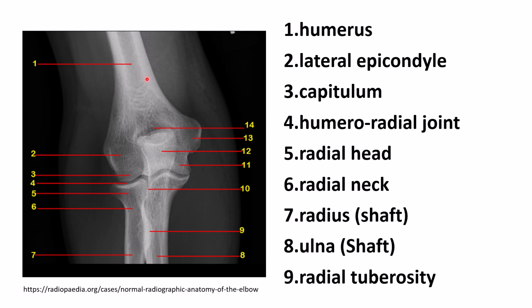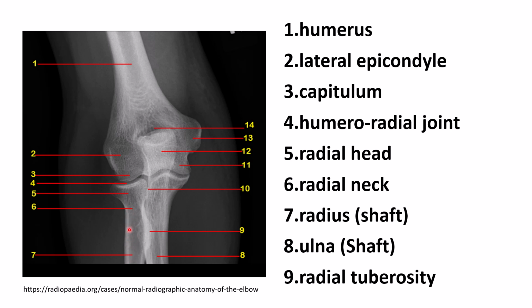Proximally, number one, we have the humerus. And number two here is the lateral epicondyle. And the protrusion immediately below the lateral epicondyle is the capitulum. Number four, this space here is the humeroradial joint. It's called the humeroradial joint because it is the joint space between the humerus and the radius below it. Speaking of the radius, number five, this is the radial head, and immediately below it is the radial neck.